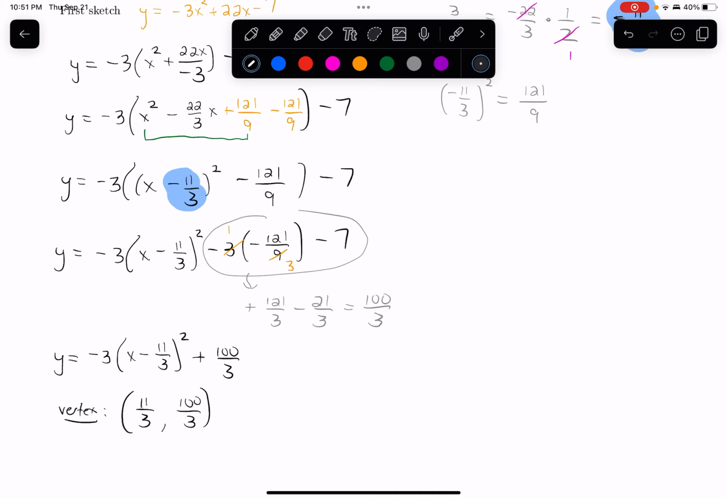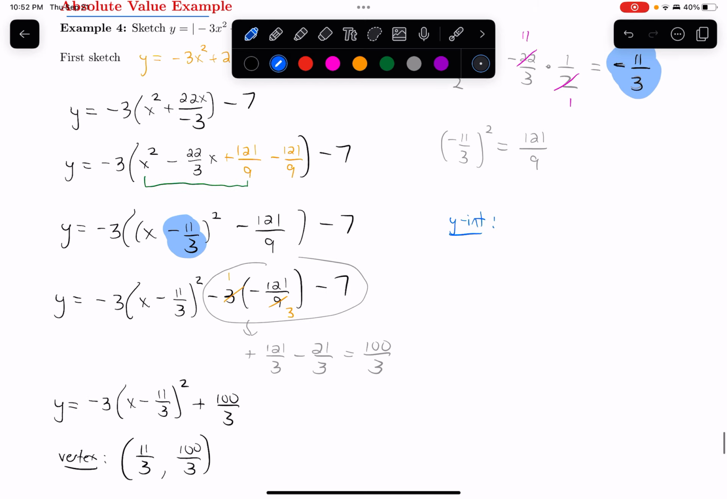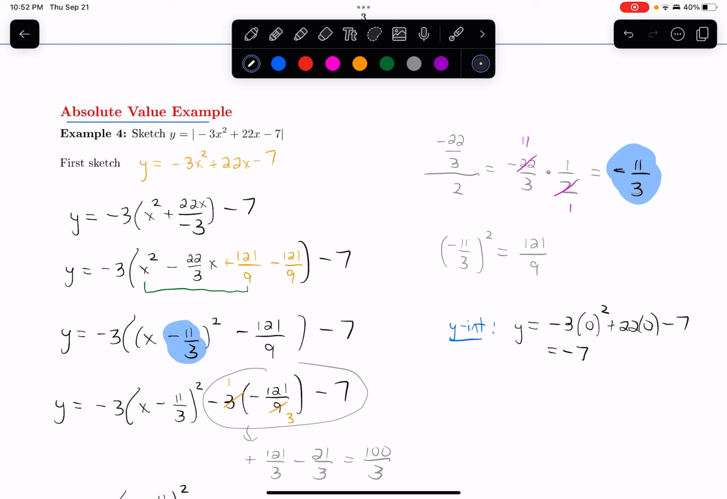All right, so I got my vertex. I'm going to need my intercepts so I can draw an accurate picture. So let's get the y-intercept first. When I find the y-intercept, I set x equal to 0. So I could either do that in the completed the square form, or I could do that in the original. I think it's going to be a little bit easier to do it in the original, a little bit less simplification to do. So let's plug in negative 3 times 0 squared plus 22 times 0, and then minus 7. Well, that just equals negative 7. So my y-intercept as a point is (0, negative 7).